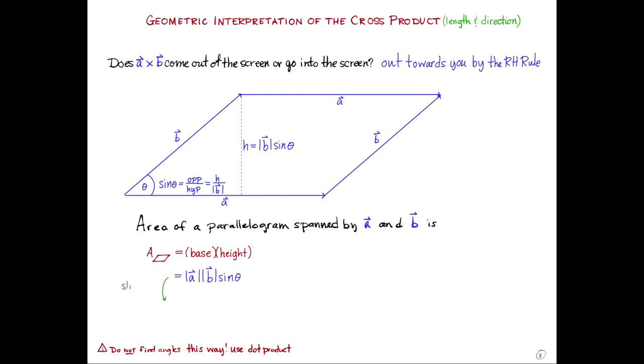From slide 3, when we first introduced cross products, we know that the magnitude of a times the magnitude of b times sine theta is equal to the magnitude of a cross b. So to sum it all up, that means that the area of a parallelogram spanned by vectors a and b is equal to the length of the cross product, the vector formed by a cross b.